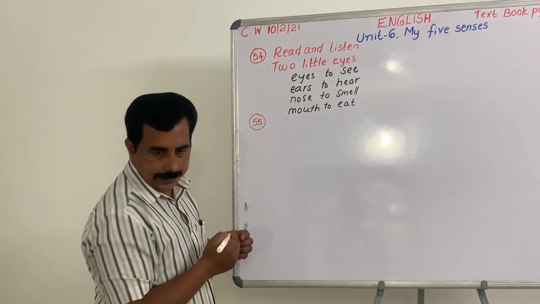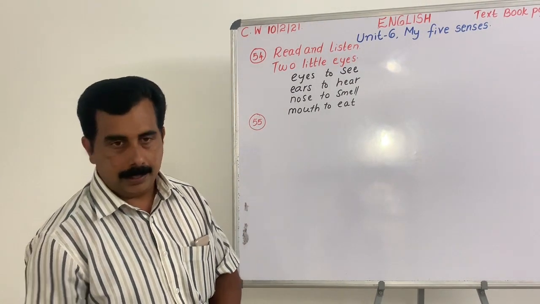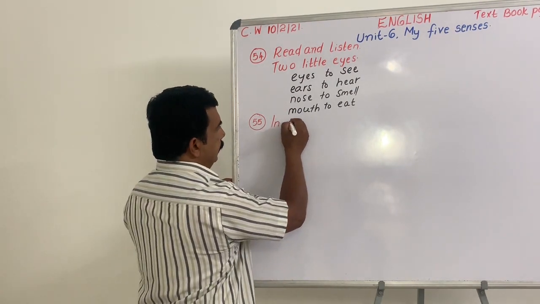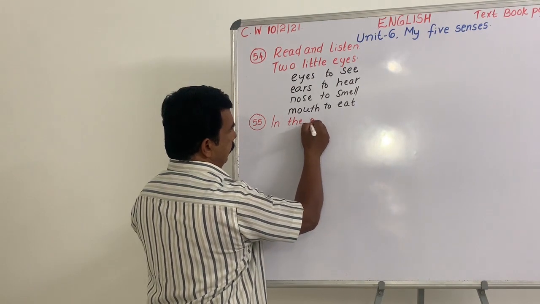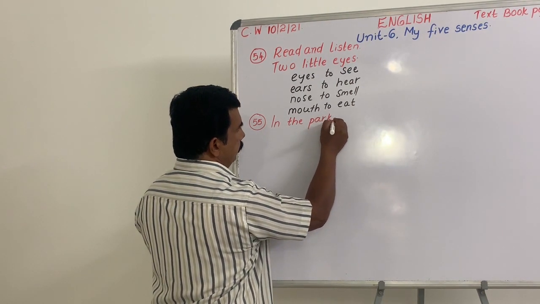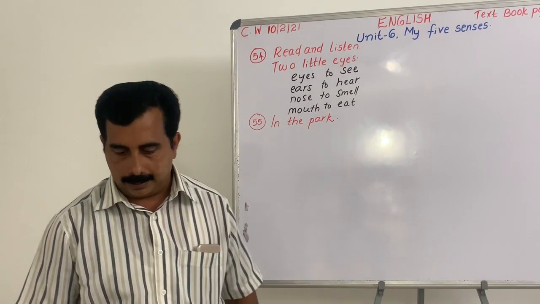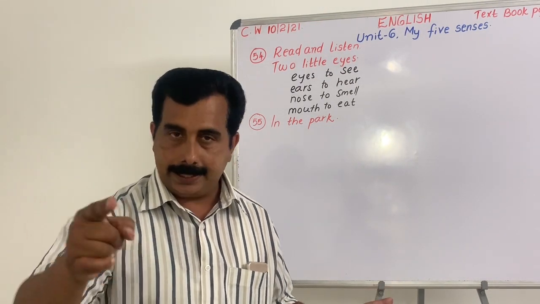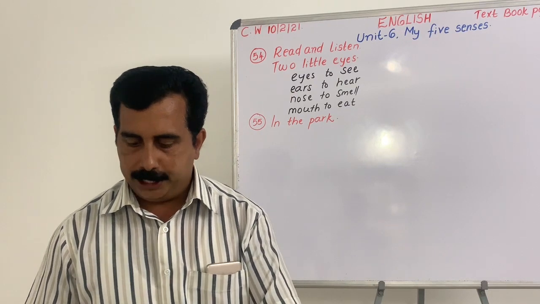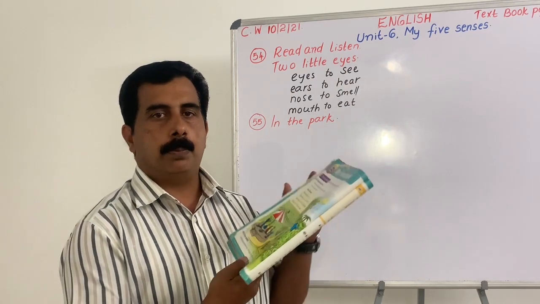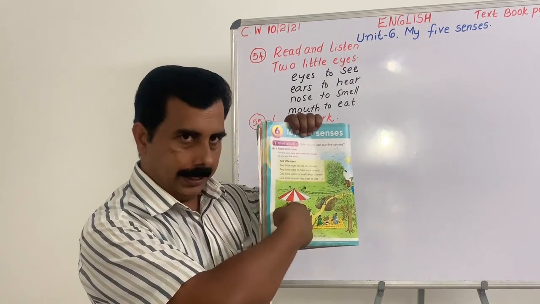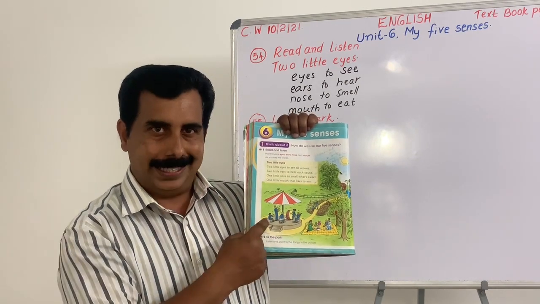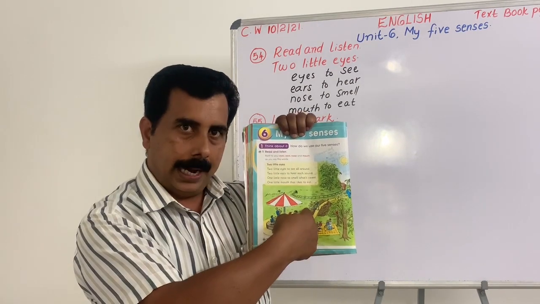I will just write, in the park. Where are you now? You are in the park. Look very well. There are many people you can find. Listen and point to the things in the picture. When you listen, just point to the picture. When you find these people, I'm not telling their names, you are going to listen. That's why. Just point out with your hands.